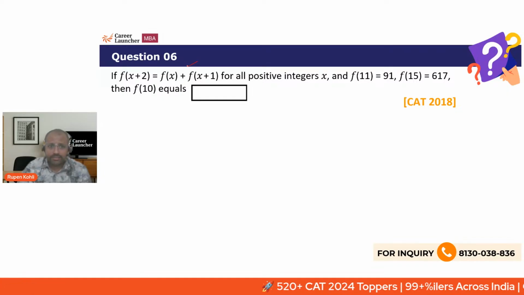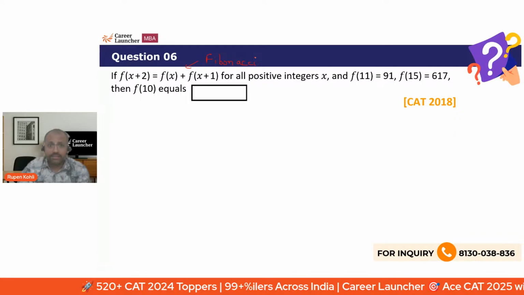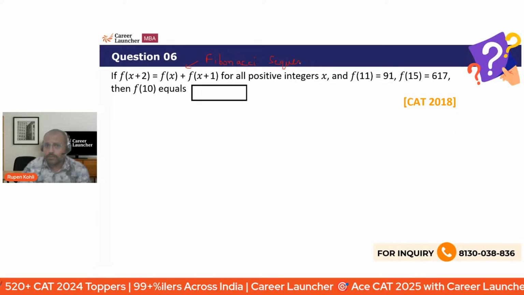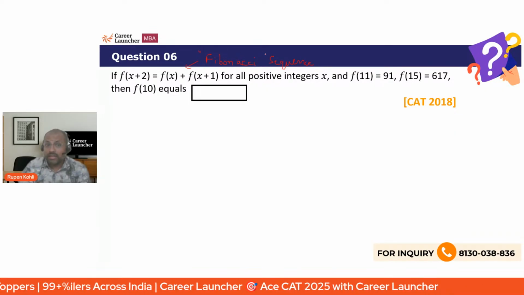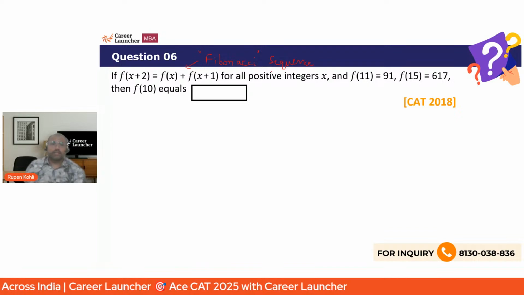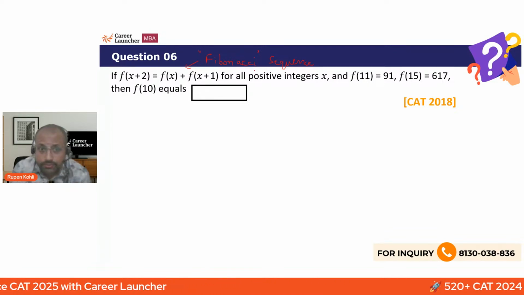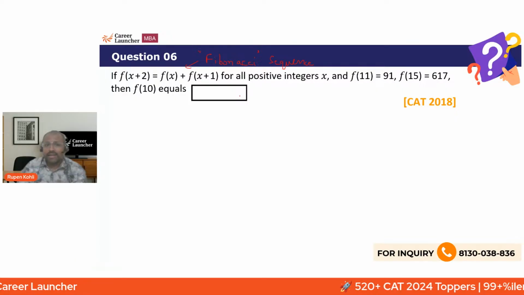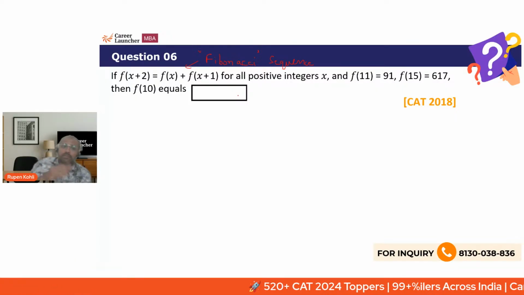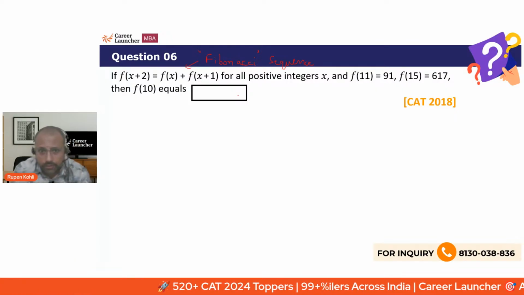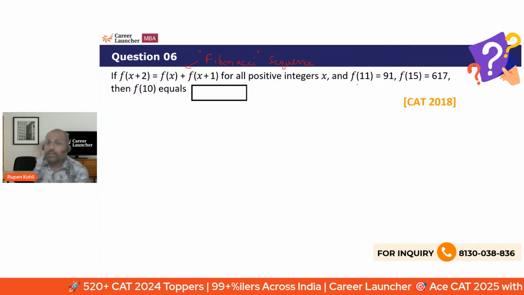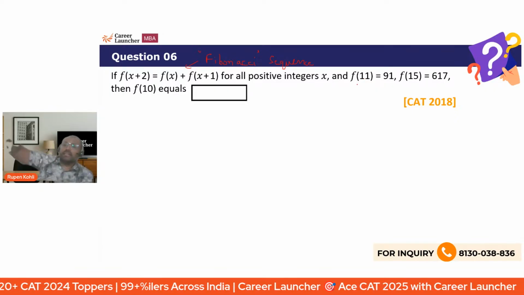This is a very famous kind of sequence. It is called the Fibonacci sequence, named after the mathematician. A function satisfying this kind of sequence means that at any value, the value of the function is the sum of the previous two values of the function. So obviously you need two pieces of information to start generating the values of the function.